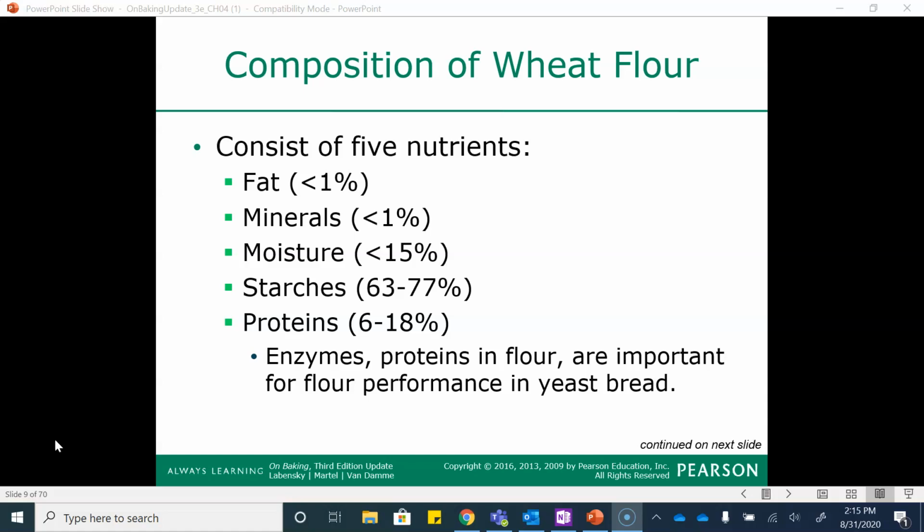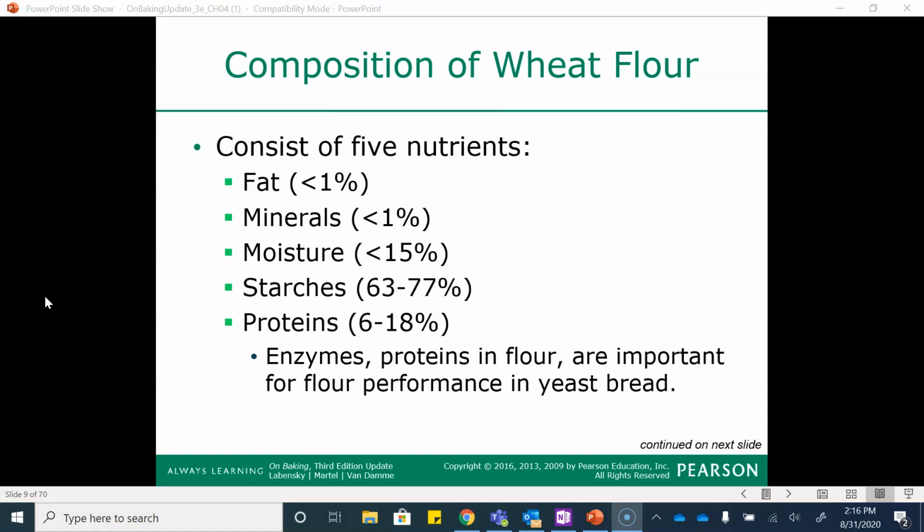Protein accounts for between 6 to 18% of flour. These proteins are of crucial importance because of their gluten-forming potential. Gluten is the tough rubbery substance created when wheat flour is mixed with water. Flour does not contain gluten, only a dough or batter can contain gluten. The proteins responsible for gluten formation are glutenin and gliadin. They represent about 80% of the protein in flour.